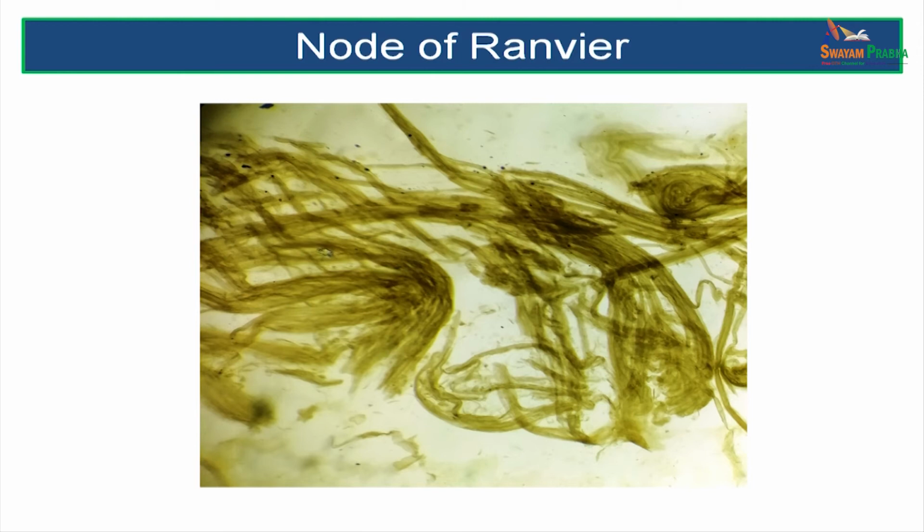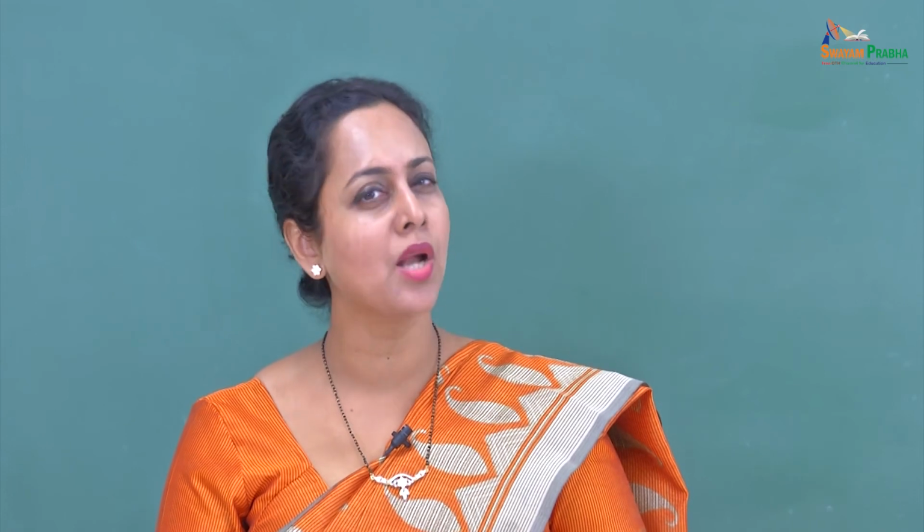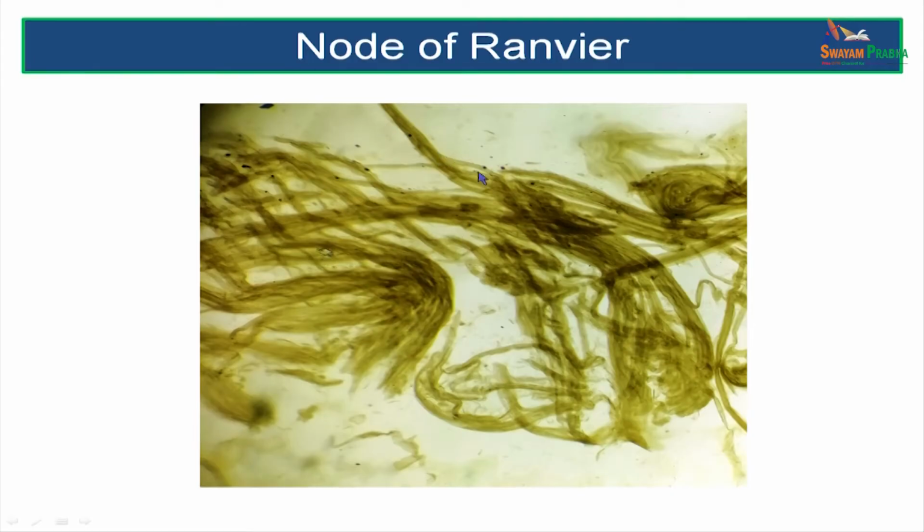Now, we were talking about nodes of Ranvier. You can study a node of Ranvier by doing a special stain of nerve fibers with osmic acid. When you stain a myelinated nerve fiber with osmic acid, the myelin stains a dark brown or blackish color. So, here you can see these are all nerve fibers, and you can see a small constriction here. That will be a node of Ranvier between two segments covered by the Schwann cell.